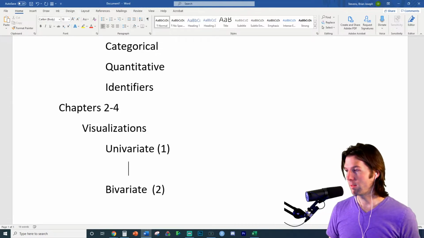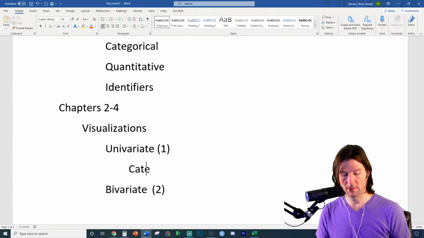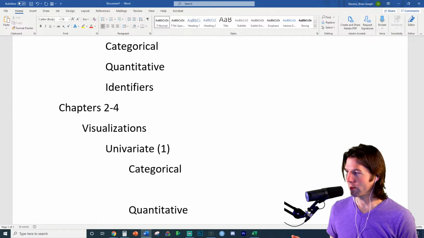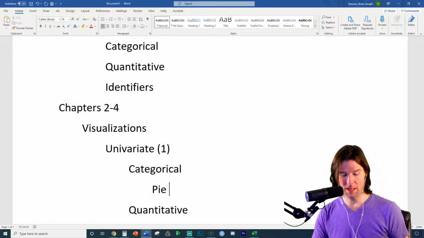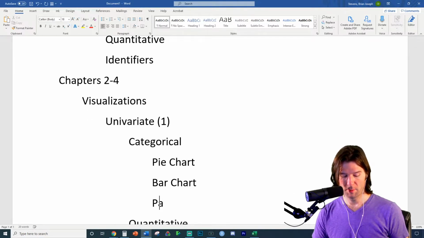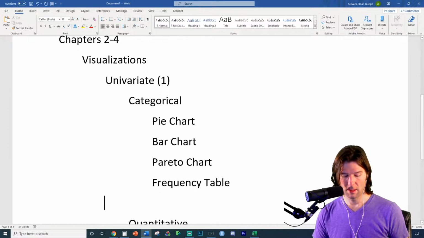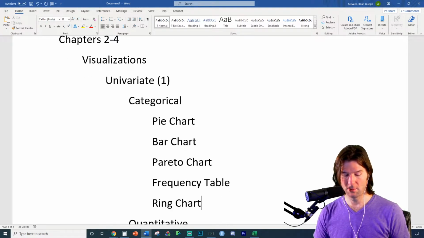So univariate can be categorical or quantitative. We're just making subgroups right here. And a categorical visualization, wow, so many subgroups. We've got visualizations, univariate, categorical. So this would be a pie chart, a bar chart, Pareto chart, frequency table. Hopefully I don't miss any. And a ring chart.